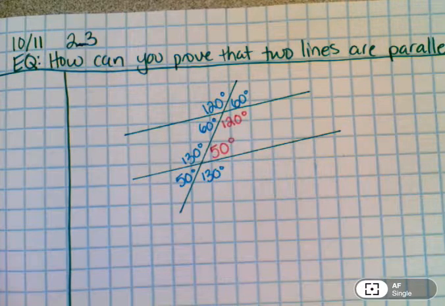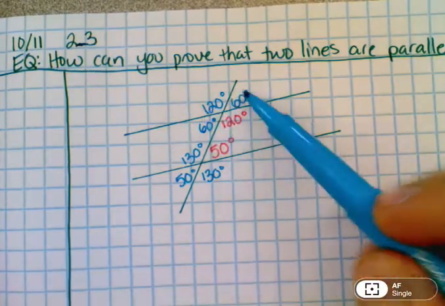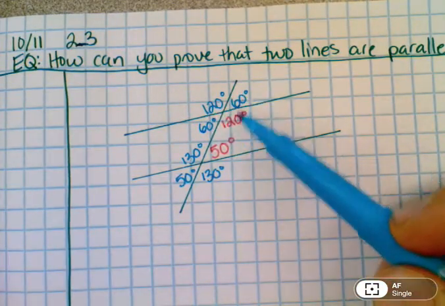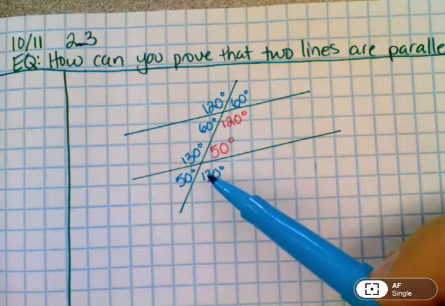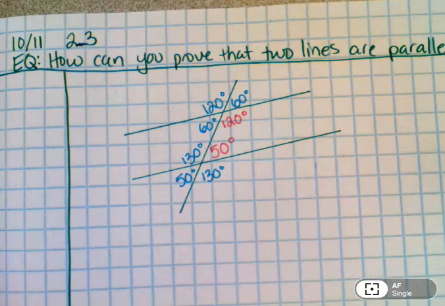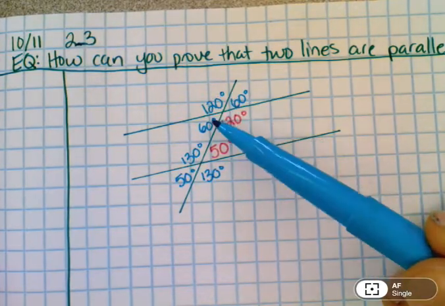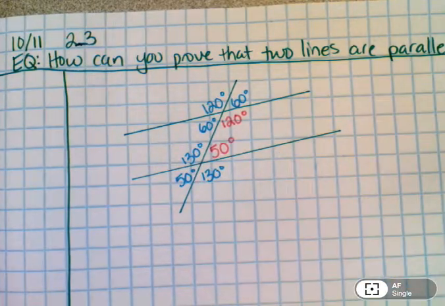Okay, this is what I come up with. If this is 120 degrees, then these three have to be 60, 120, and 60. If this is 50 degrees, then these three have to be 130, 50, and 130. I hope you can see that these lines, even though I drew them to be parallel, are not in fact parallel based on those angle measures. Because if they were, then this intersection would match this intersection, and it doesn't.